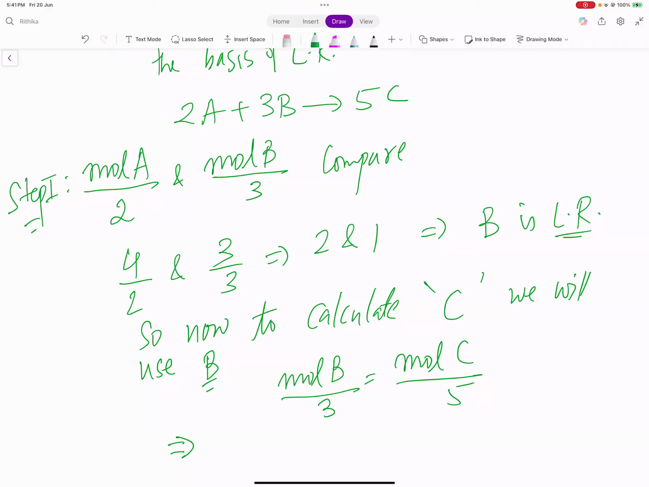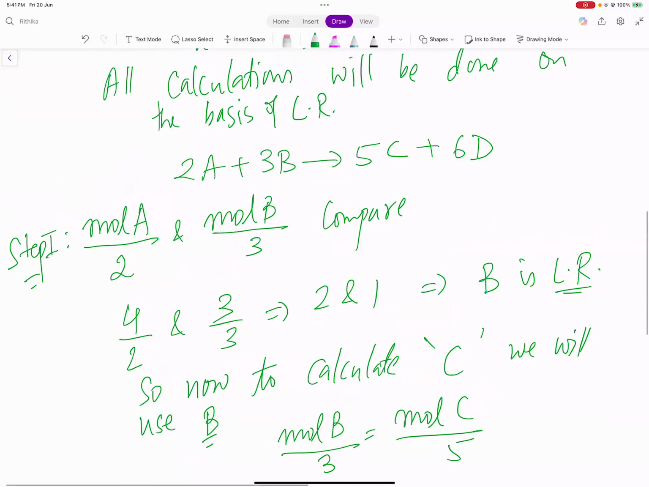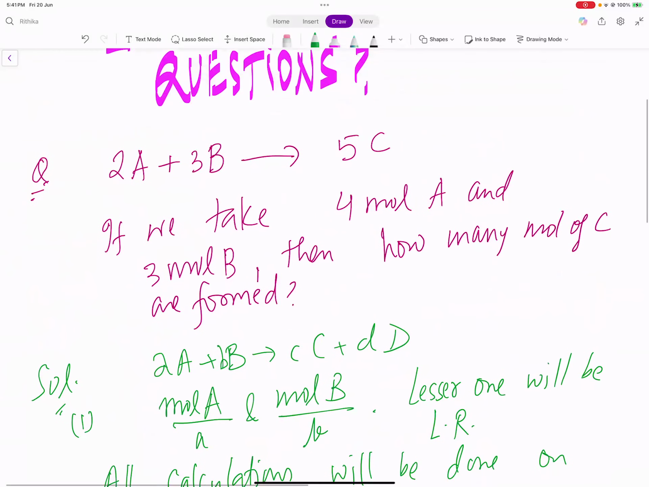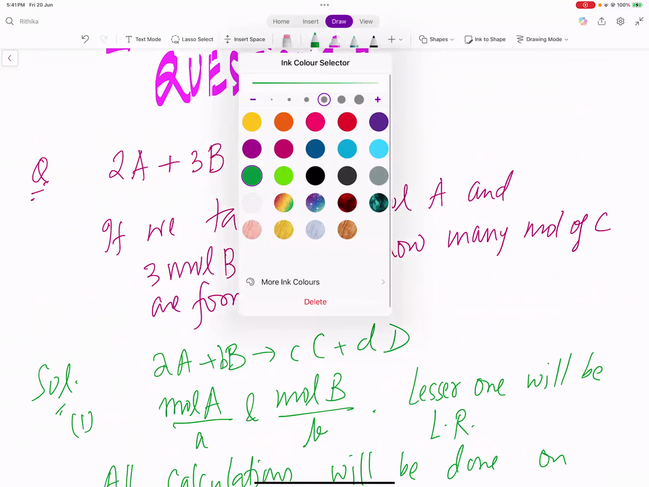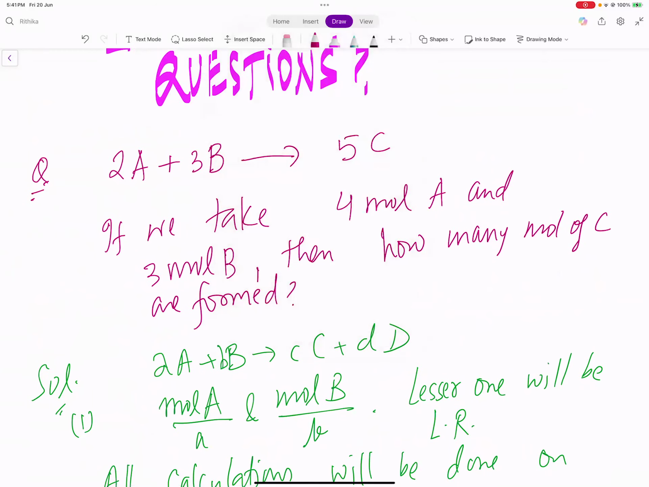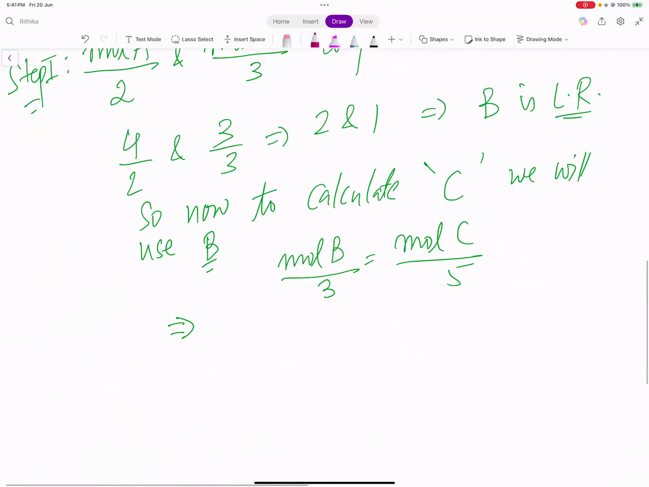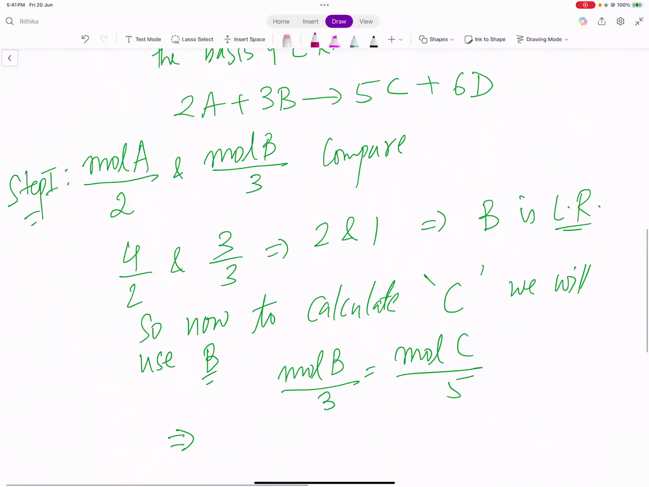Got it? And a product can be related to another product, right? Like I can equate mole C by 5, let's say, to mole D by 6. That you can do. Got it? We have written 5C plus 6D also. So we will use this.